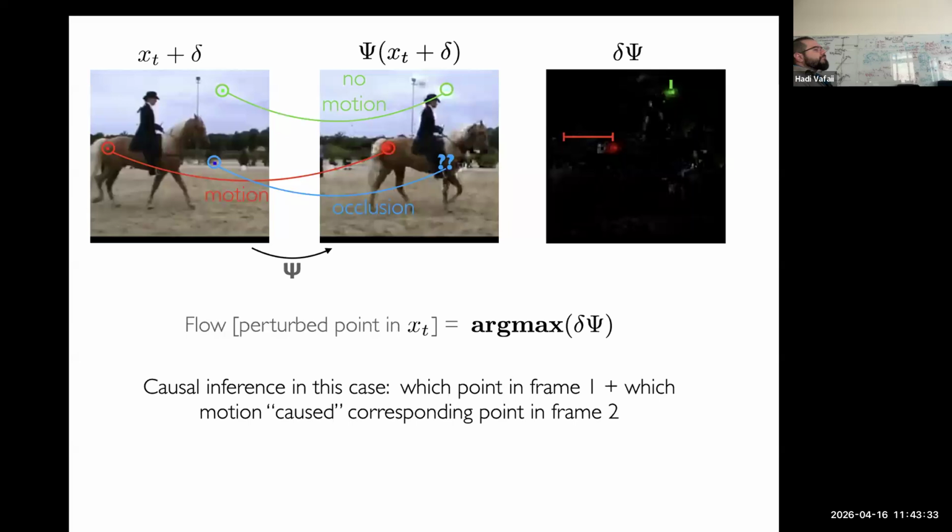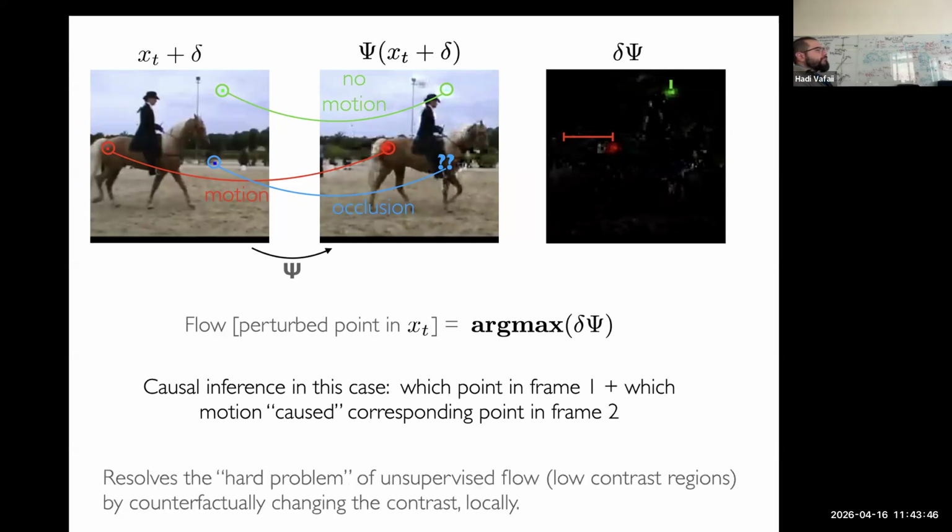Not only is this self-supervised, this is zero shot, right? It's like saying I'm defining the concept of optical flow thusly, and it corresponds to what people's intuitive notion of optical flow is. And in some sense, this resolves the hard problem of unsupervised flow, which is low contrast regions.